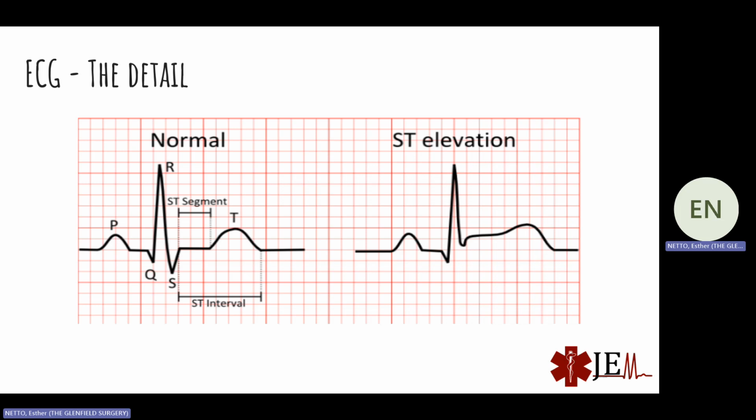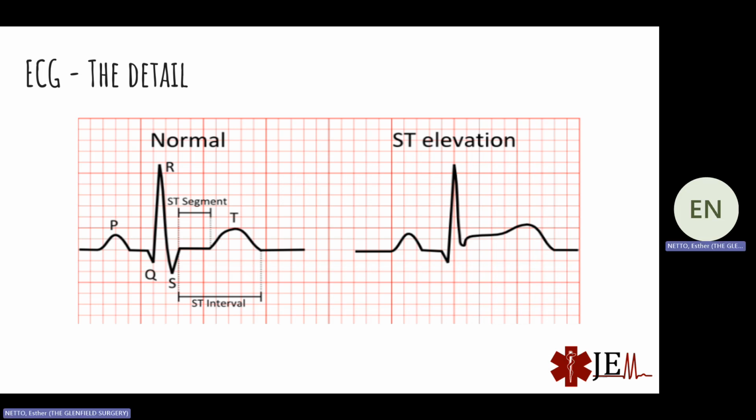Looking at it in a little bit more detail, if we just concentrate on the left-hand side first of all. The ECG itself is made up of different waves. Firstly, we have the P wave, which is this first initial bump. We then get the QRS complex, which is this QRS spike. Moving on, we have what's called the ST segment, and then we have the T wave.